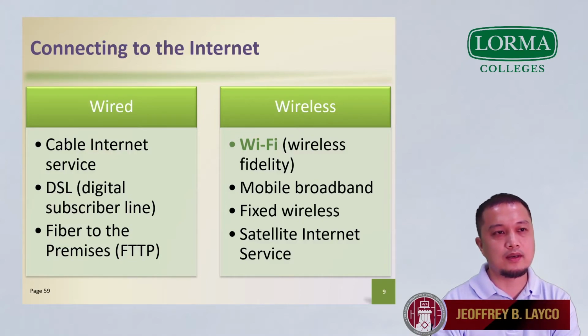We also have fixed wireless. This also provides a high-speed internet connection using a dish-shaped antenna. You always see this on top of a building, on top of a house, or on top of a business establishment, communicating with a tower via radio signal. We also have the last one, which is satellite internet, that also provides high-speed internet connection via a satellite dish that communicates via a satellite modem.